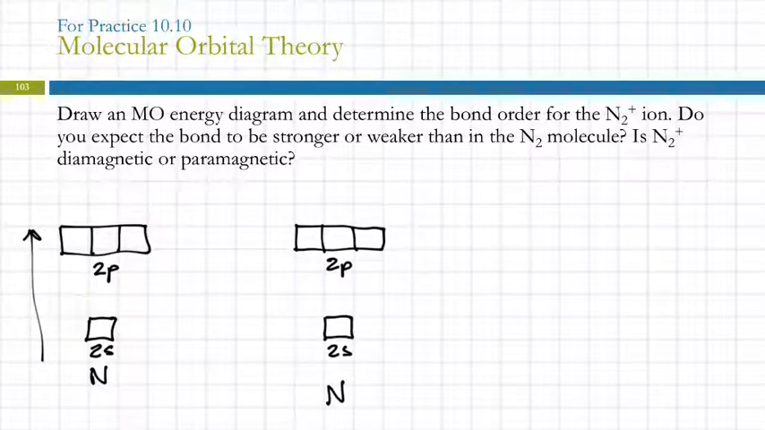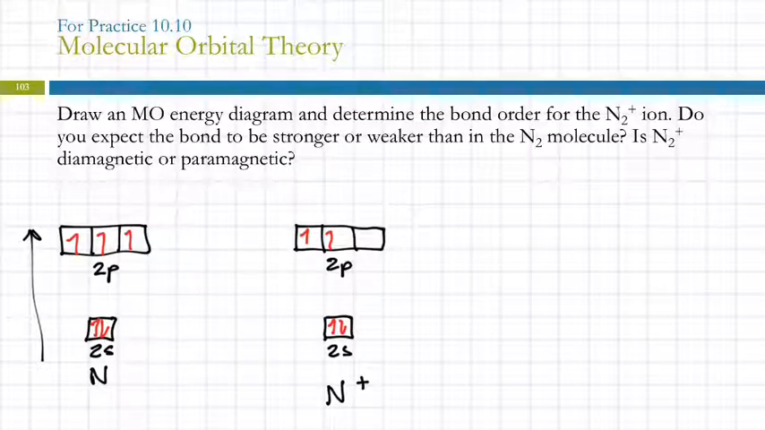We're going to have N2 plus, so one of these has to be N plus. Nitrogen has 5 valence electrons, right? 1, 2, 3, 4, 5. The N plus would have 4 valence electrons. 1, 2, 3, 4.